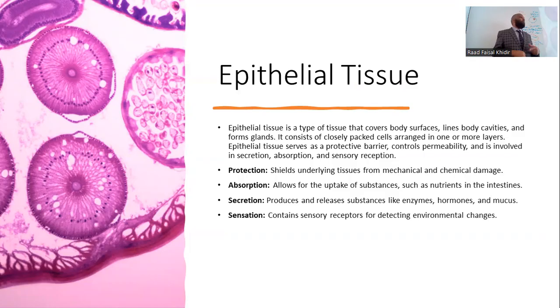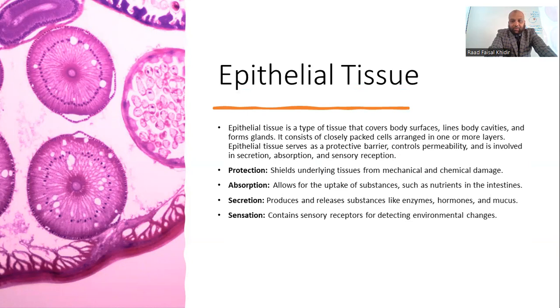So you have to know for your NCLEX, for your exam, what kind of tissue lines the outside, what kind of tissue lines the inside, and that is known as epithelial tissue. Excellent. Epithelial tissue is a type of tissue that covers the body surfaces, lines the body cavities, and forms the glands.